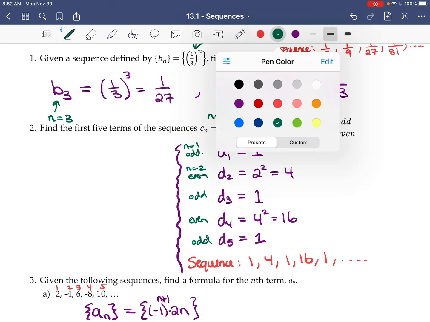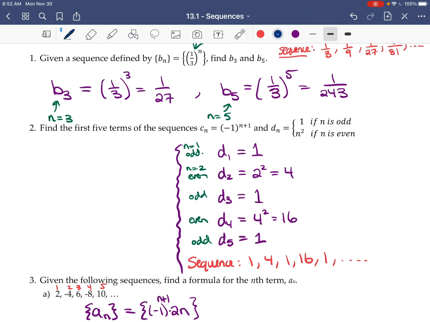So we're going to want to do n equals 1. So C1 is going to be -1 to the 1 plus 1. So that's -1 squared, which is +1. Okay, and then we have C2. So this is where n is 2. Okay, that's going to be -1 to the 2 plus 1. So that's -1 to the 3. So that's going to be -1.